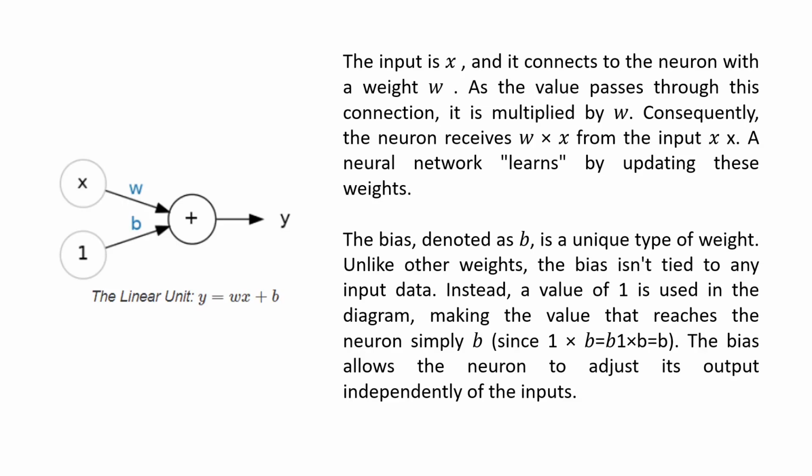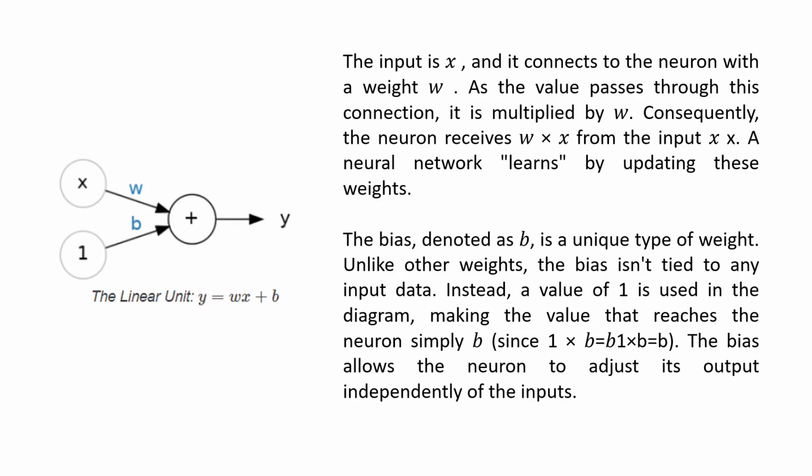So in this case, the input x connects to the neuron with a weight w. This value passes through a single connection, and it is multiplied by w, so we receive w times x from the input x. In this way, the neural network learns as we update these weights. What do we mean here by weights?